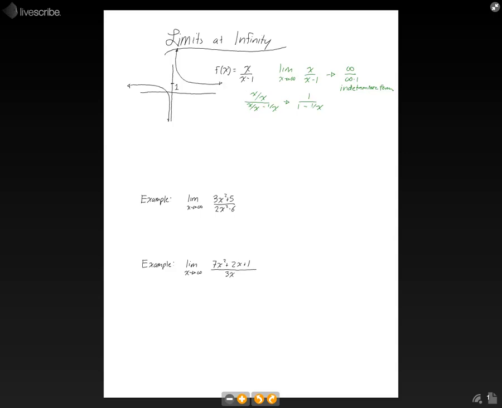Now, when we plug infinity in, we will have 1 over 1 minus 1 over infinity. Now, 1 over infinity we know equals 0, so we'll now have 1 over 1 minus 0 over 1. So, our horizontal asymptote is at y equals 1. And that is also the limit as x approaches infinity.